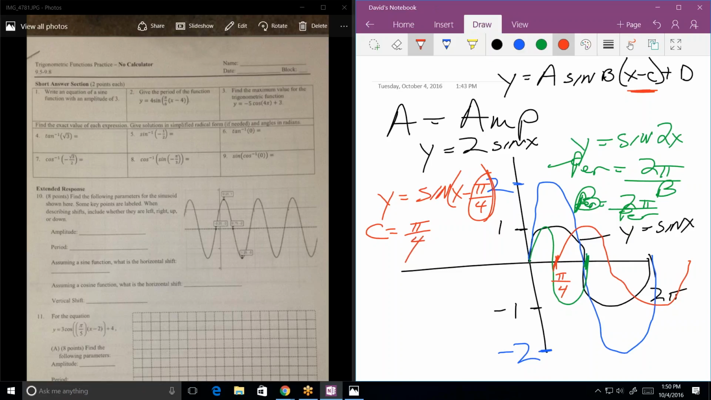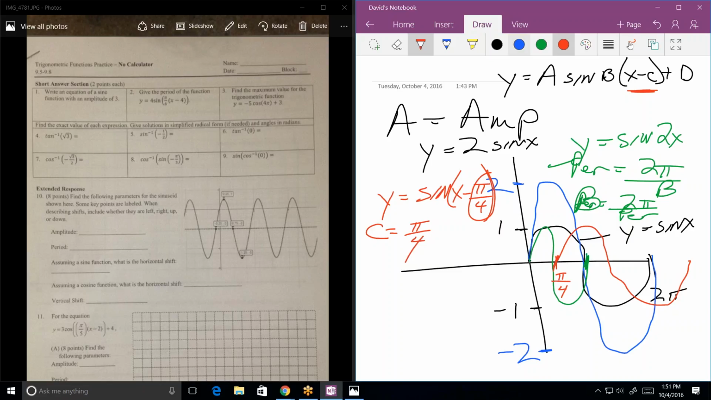Yes, but how do you know? C is your phase shift. If c was pi over 2, then I would shift it pi over 2 to the right. No, I understand that part, and I understand that it starts at pi over 4, but how do you know where pi over 4 is on the actual graph?